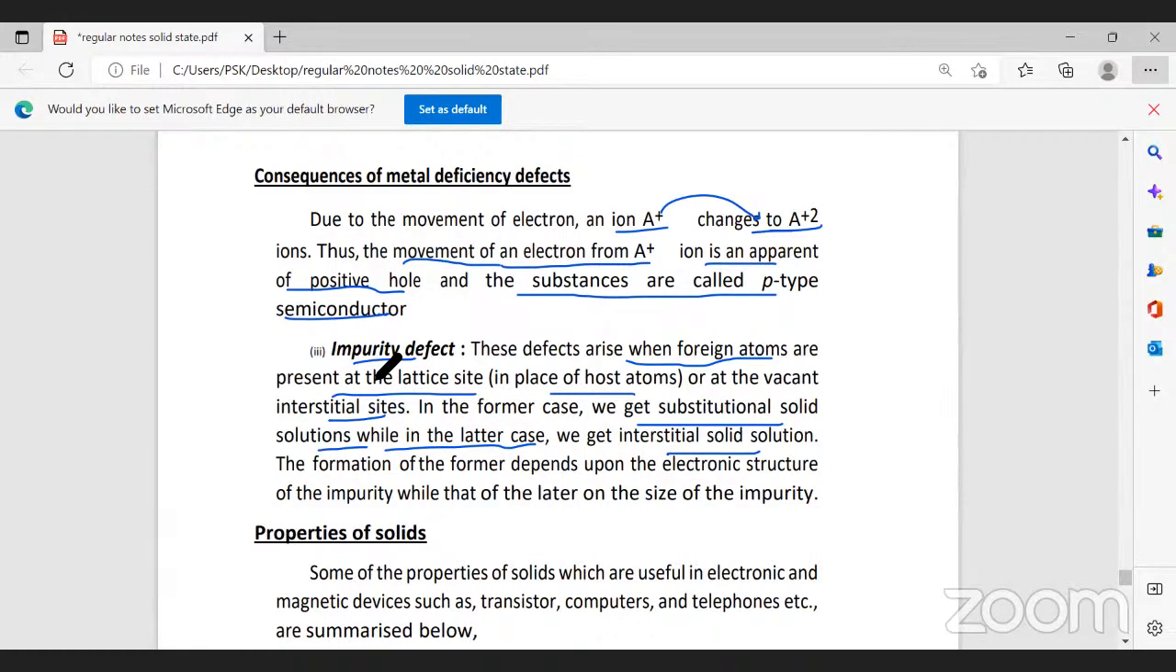Don't worry about this. Impurity defect means, from the original lattice position, if I have an NaCl crystal, instead of Na plus and Cl minus, if any other ion is present, then it is called an impurity. If zinc is present or even potassium is present, any other is present, then it is called an impurity defect.